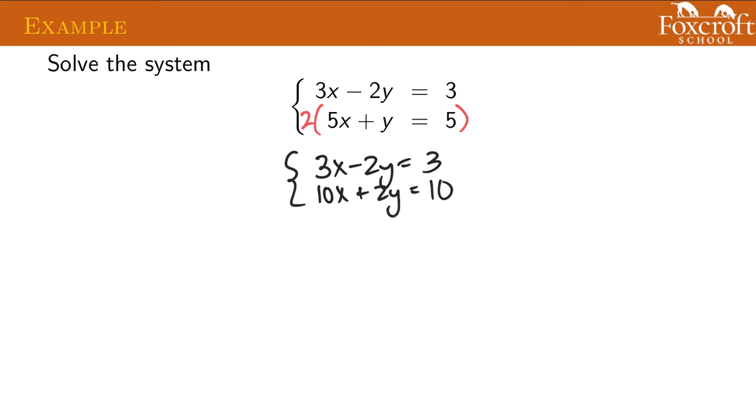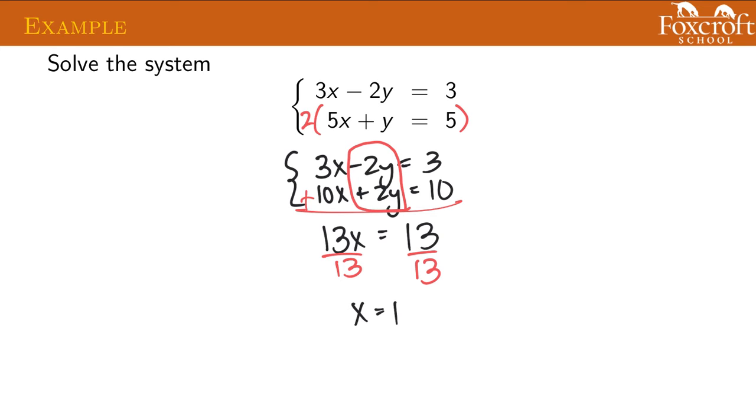All right, now we have exactly what we want in the elimination method. If we stack these on top of each other, -2y and +2y are going to cancel. So when I do my elimination method of adding the sides together, I get 13x equals 13, and divide to get x equals 1. So the only extra step you have to do now is figure out how can you multiply your original equations to make the elimination method actually cancel something out.